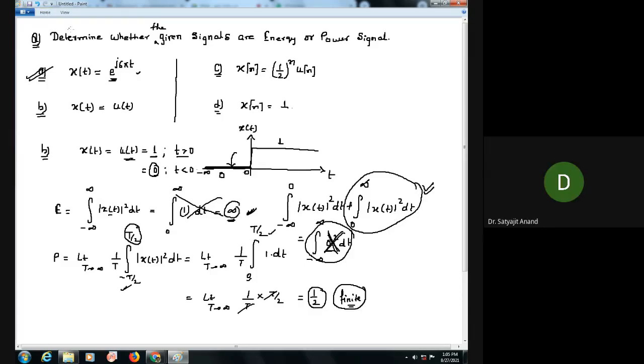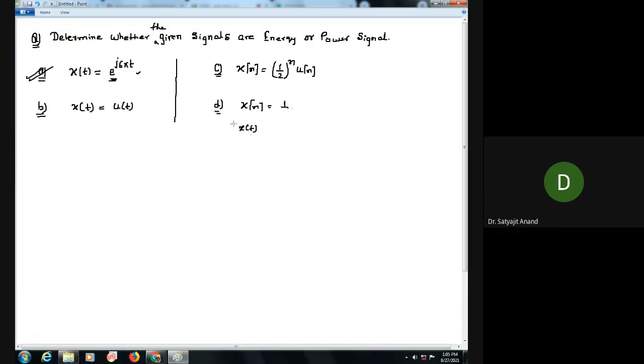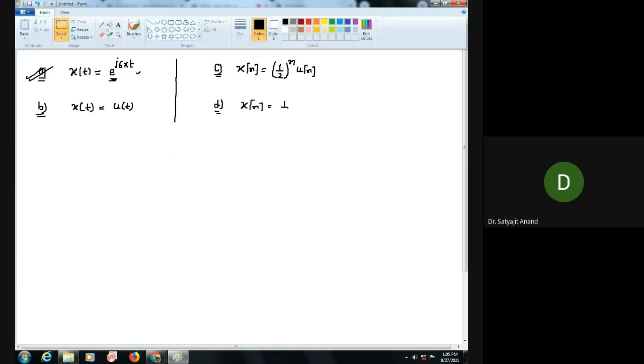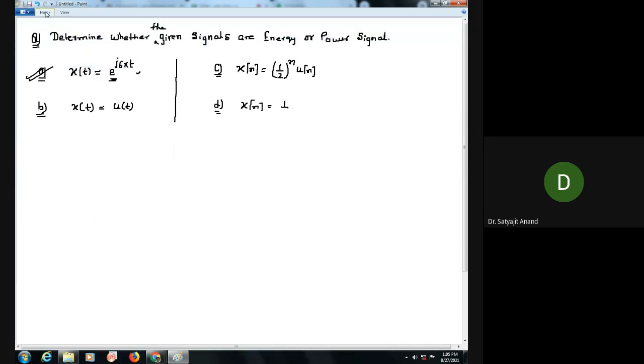Okay, so now coming to our discrete part. This is the second part, we can say. Here you consider x(n) equal to (1 by 2) to the power n u(n). So what kind of signal is this, energy or power? Because this is discrete, you consider the summation now in place of this integration, and it goes from minus infinity to plus infinity. So what we have is mod x(n) whole square.